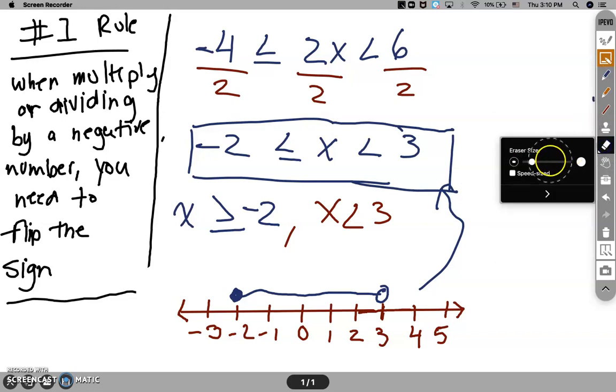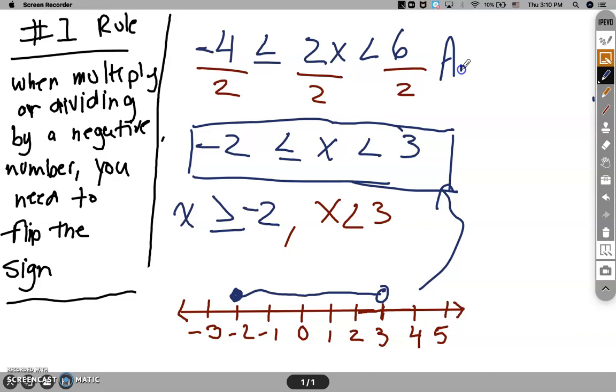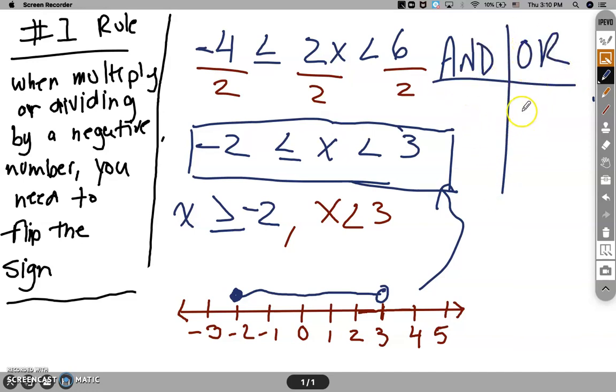But in the compound inequality, there are also two different types of inequalities. There is something called an AND inequality and an OR inequality. An OR inequality would be like x less than 5 or x greater than 6, and an AND will be like -2 less than or equal to x less than 3. That's an AND, the one that we just did here. An AND graph would look like something like this.